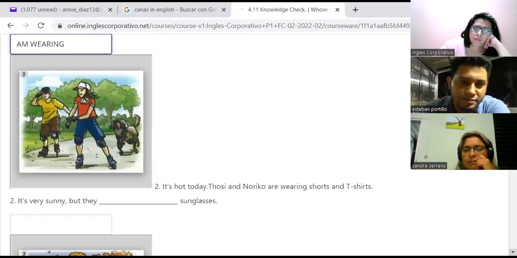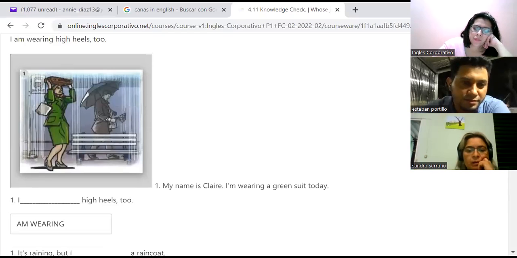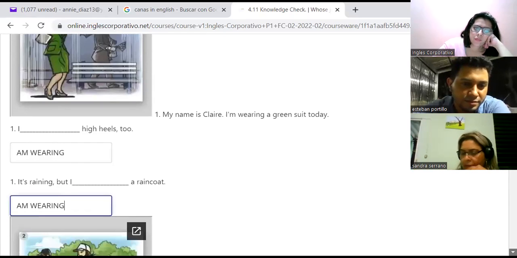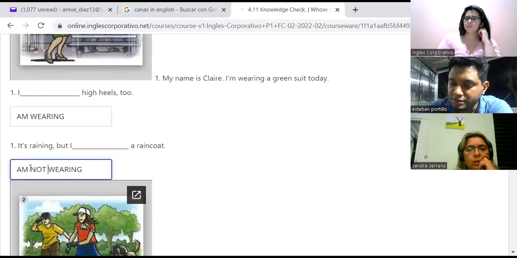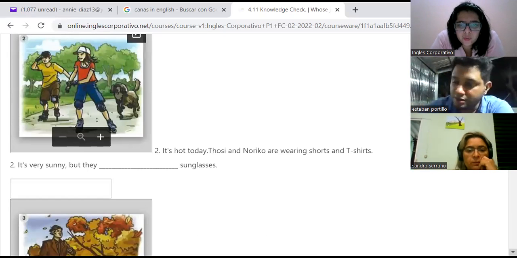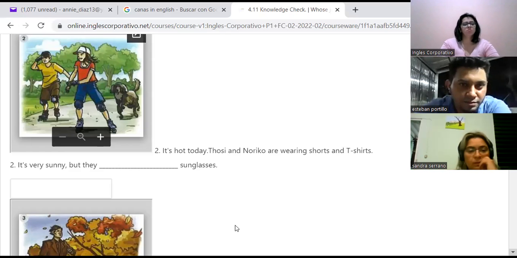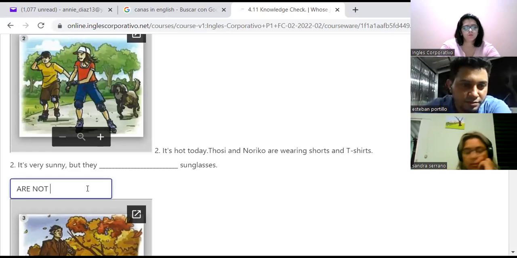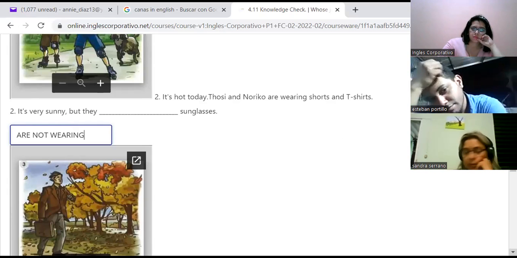It's not always the same, right? Then which do you think is negative? That one: I am not. It is hot today. Toshi and Noriko are wearing shorts and t-shirts. It's very sunny, but they aren't wearing shorts.